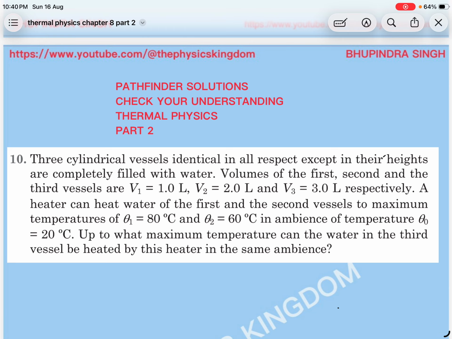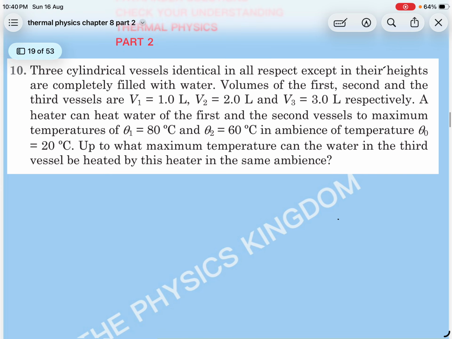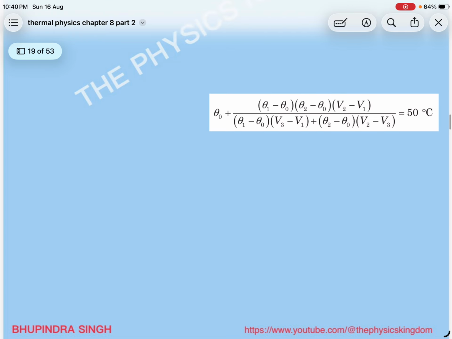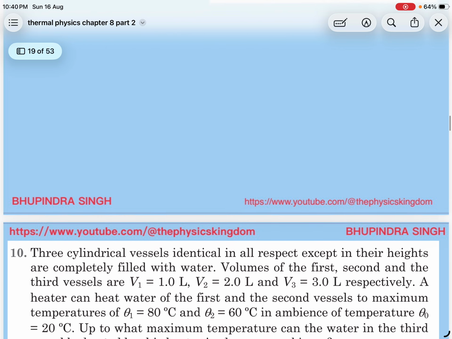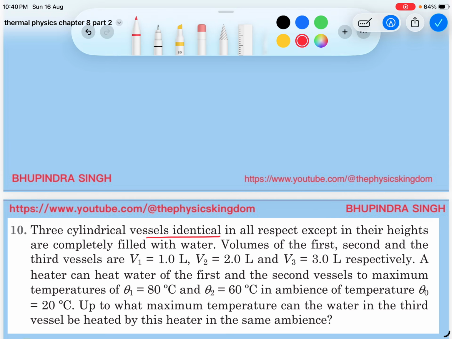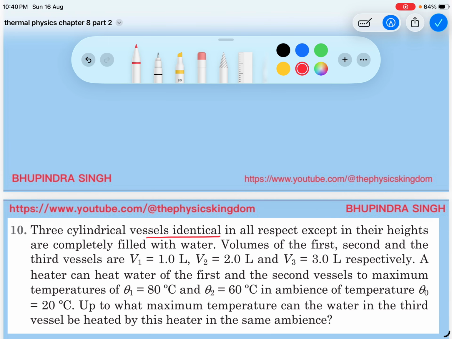So, try this question. Okay. So, the answer given to this problem is 50 degrees Celsius. Now let's discuss this question in detail. Three cylindrical vessels identical in all respects. So the three cylindrical vessels are identical, except in their heights. Means everything is the same, only height is different.